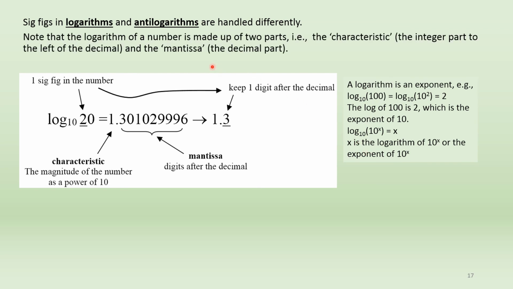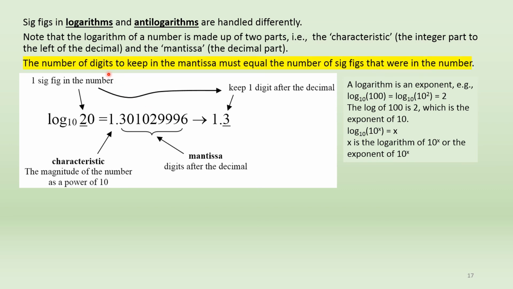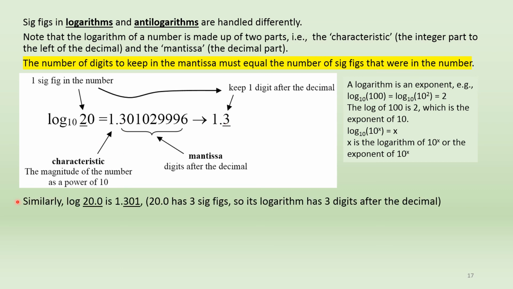So first of all, note that when you take the log of a number, the logarithm has 2 parts to it. The integer part that's to the left of the decimal is called the characteristic. It is the power of 10. And then the numbers to the right of the decimal is called the mantissa. So the rule is that the number of digits that you keep in the mantissa must be equal to the number of sig figs that were in the number. So in this example, we only had 1 sig fig in the number, and so we only keep 1 digit in the mantissa. 1.3 is the answer. This is a little bit tricky, so be careful here. Let's get some practice. The log of 20.0.